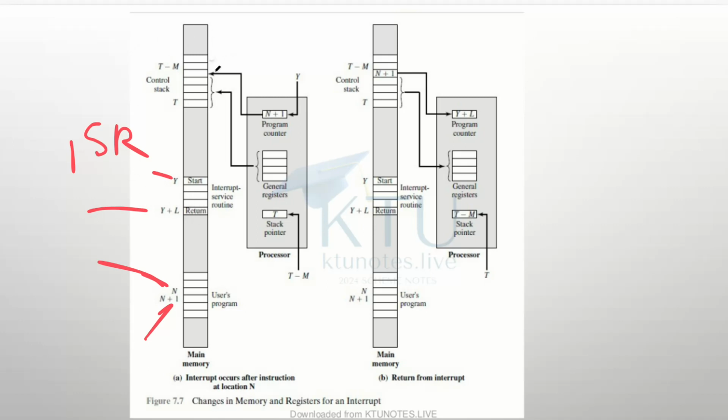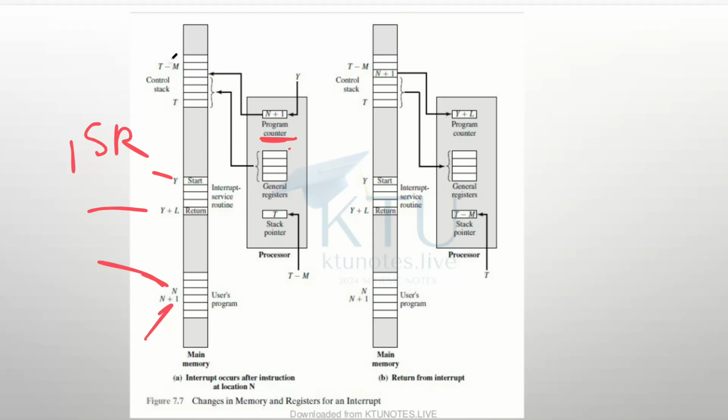Now this is our stack. This is our initial stack pointer t. Initially it was empty, only t is there. These all were empty. So now what happened is that when the interrupt occurs, the general registers, that is the current registers, and the program counter value, that is n plus 1, and the stack pointer is currently t.